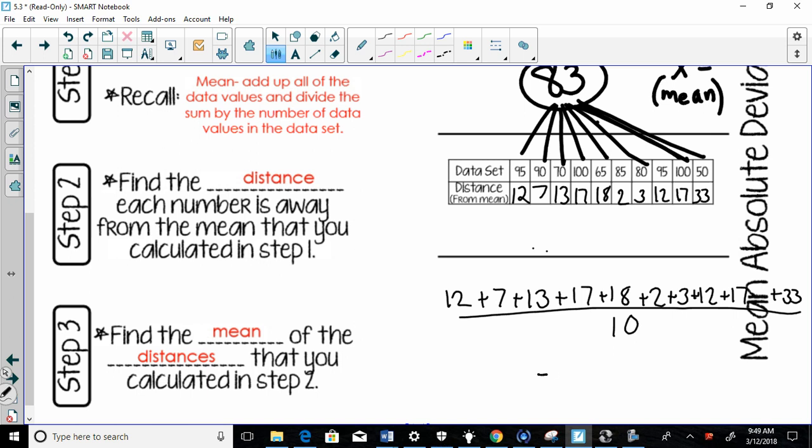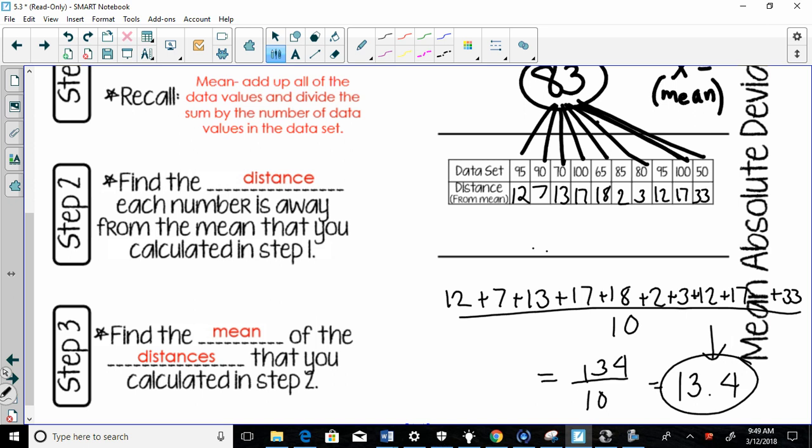So when you add all these numbers up, what did you guys get? 13. You got that as your answer. What about one before I divide by 10? 134. And then divided by 10 ends up being 13.4. So your mean absolute deviation, which means how far, on average, are each of your data points from 83. On average, they're around 13.4. And so the bigger that number is, the more spread out your data is.